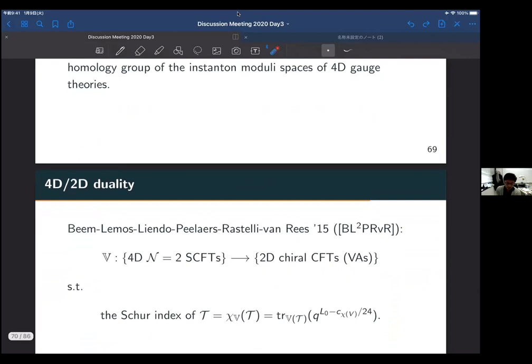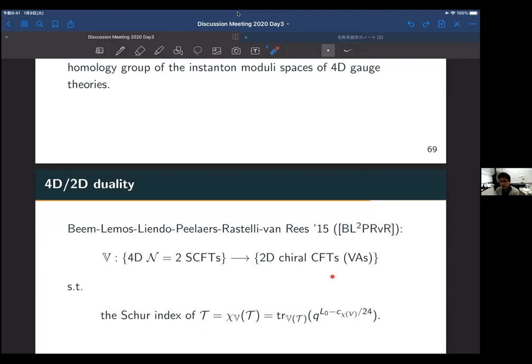I will not explain what it is, but this is a very rich theory. The reason why they constructed such a map is that there's an important invariant or observable of this 4D theory called the Schur index, which is some q-series. And this q-series is obtained as a character of this vertex algebra.